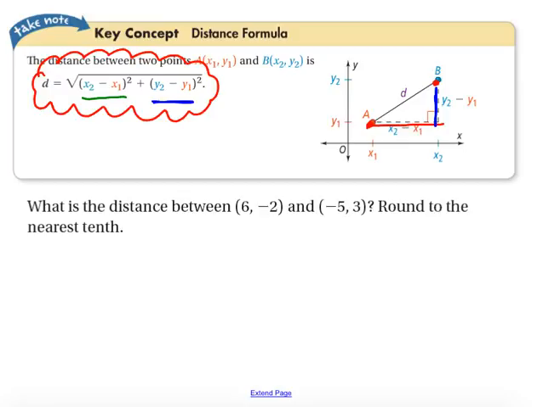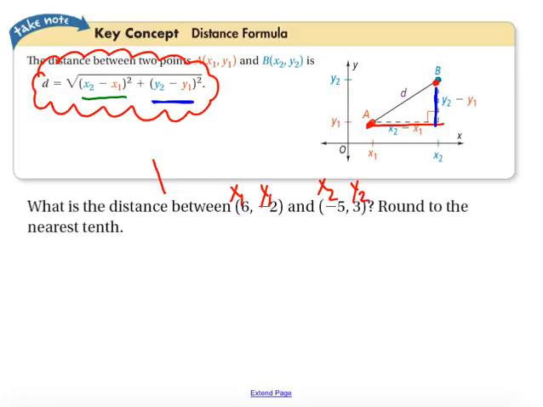It says, what is the distance between 6, negative 2, and negative 5, 3? Round to the nearest tenth. So we're going to use now the distance formula. And at first, I'm just going to label these for you guys. I'm going to have this be my x1, y1. So those are my x and y coordinates. Then x2, y2.